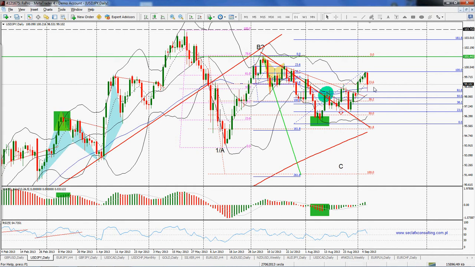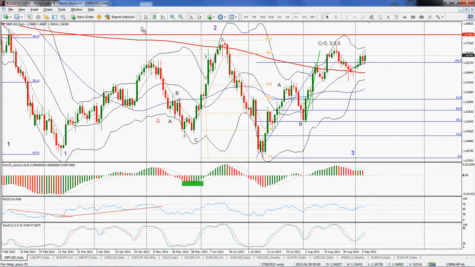So if the market is able to turn around here in the area of the Bollinger middle band, and will be strong enough to go up and break through this FIBO 100, I will consider it as a long trade setup. But as long as that's not done, I think the better way is just to stay away and wait.